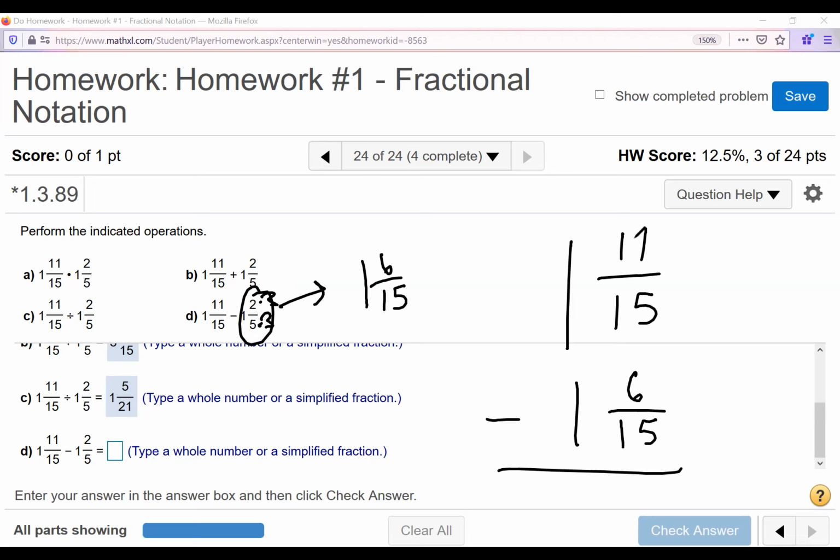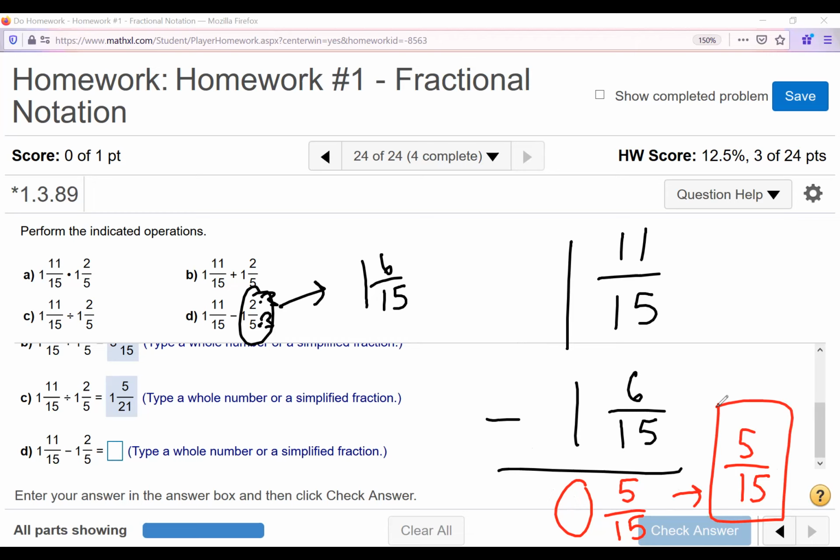Actually, we don't need to borrow here because 11 minus 6, we can just subtract right away. 11 minus 6 is 5. So I'm getting 5/15. 1 minus 1 is 0. Now, we don't need to write that in our final answer, 0 and 5/15. So we really don't need to write it in your final answer there. But let's see, 0 and 5/15. It's really just going to be 5/15.